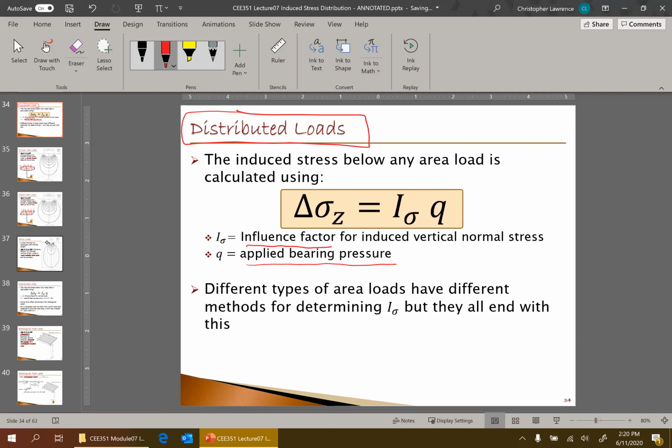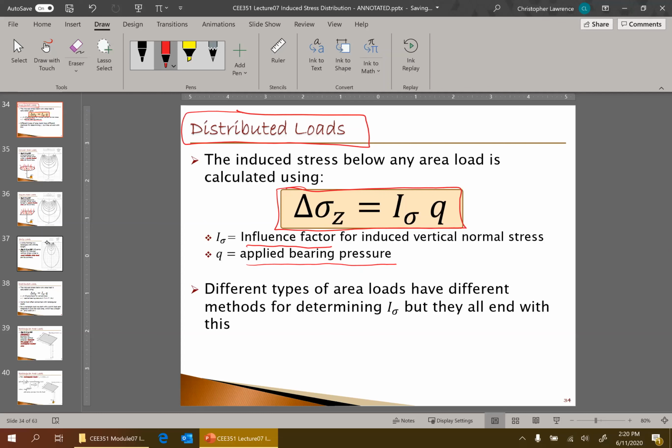The only difference is, for different shapes, there's a different influence. So a circle versus a strip load versus a square or rectangular load, different influence. And so we have to focus on the influence factor. Other than that, the induced stress caused by a distributed load always looks like this. Okay? Delta sigma, vertical total stress, is always equal to the influence factor times the applied load Q. Okay, so let's take a look.